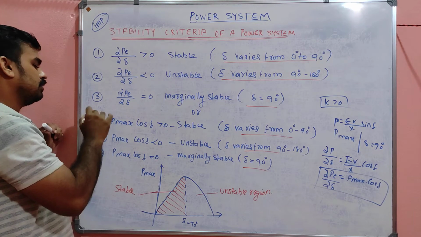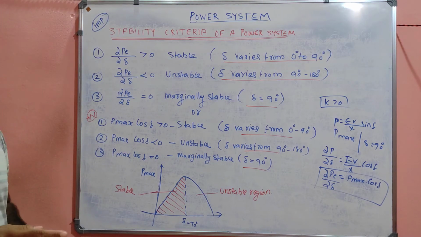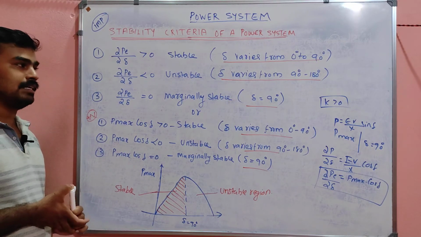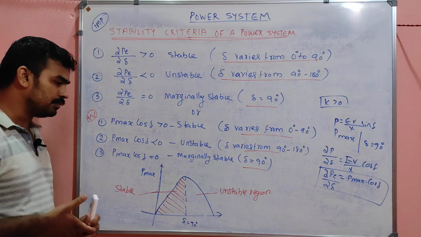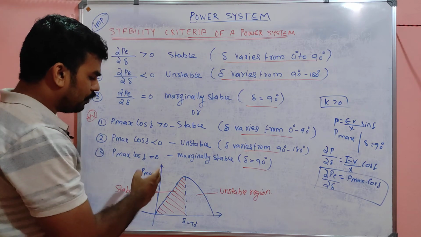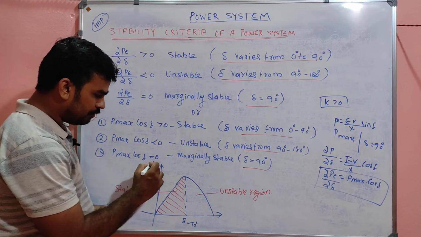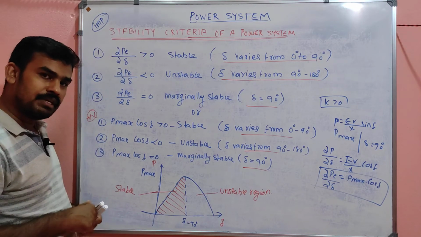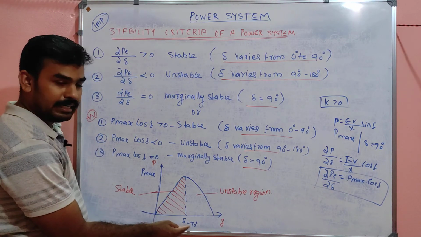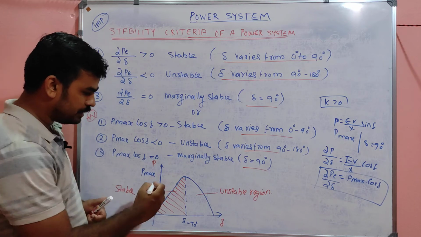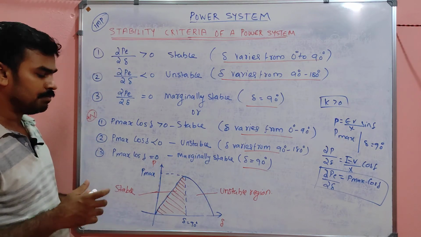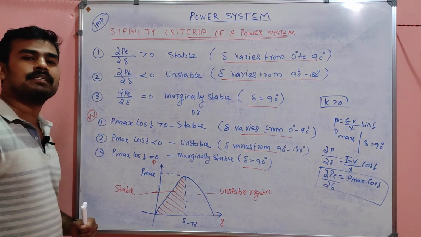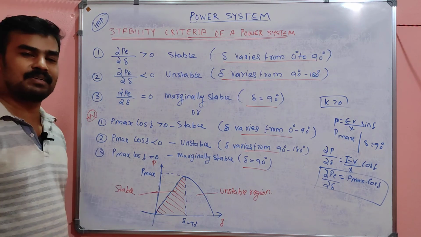This is also very important, because the question may be asked directly: what is the condition for stability, instability or marginal stability? The chances are very high. Also, if I draw a graph of P versus del, at del equal to 90 degree we obtain maximum power, which is nothing but EV by X. The region less than this is called the stable region, and after that it is the unstable region.